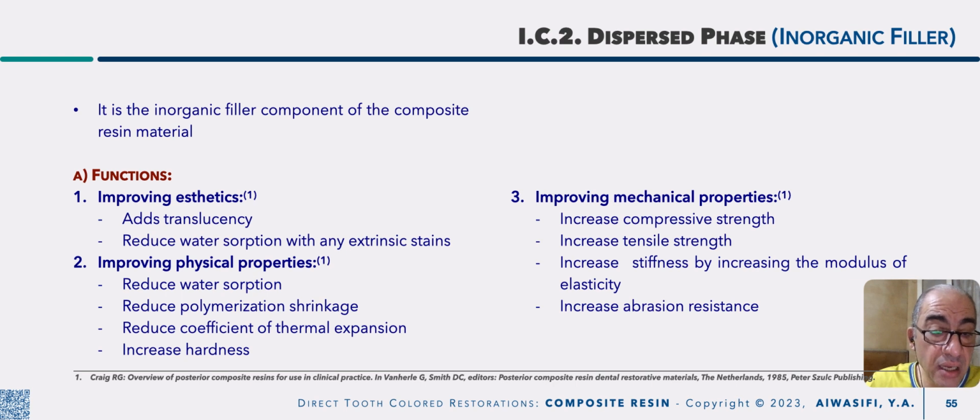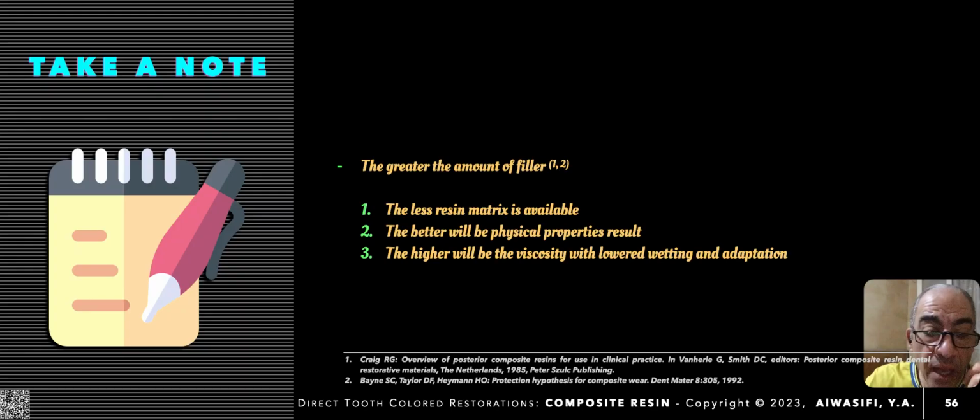Okay, it reduces water absorption, polymerization shrinkage, and the coefficient of thermal expansion, and increases hardness. And it also improves all the mechanical properties in terms of compressive and tensile strength, stiffness, and abrasion resistance. You should note that the greater the amount of filler, the less resin matrix will be available, and all the shortcomings related to the resin matrix will be decreased. That's why the material will have better physical and mechanical properties.